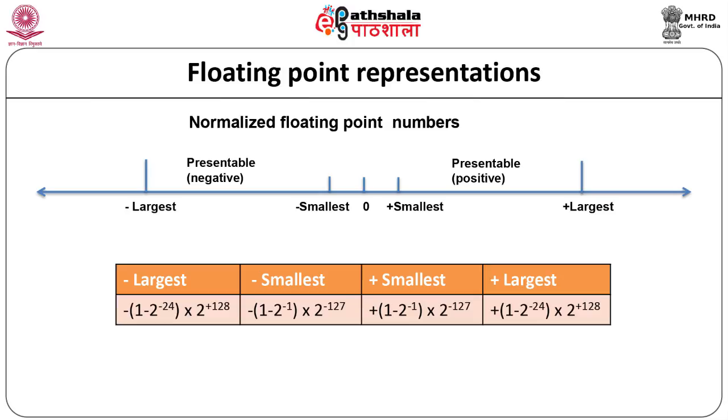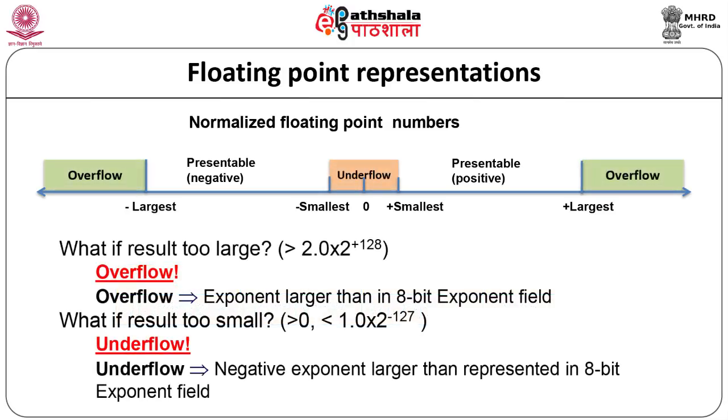In the normalized floating point representation, what if the result is too large, that is greater than 2.0 into 2 raised to plus 128? Obviously, overflow will occur. Overflow occurs when the exponent is larger than the 8-bit exponent field. Similarly, if the result is too small, that is greater than 0 but less than 1.0 into 2 raised to minus 127, obviously underflow will occur. Underflow occurs when the negative exponent is larger than can be represented in the 8-bit exponent field.